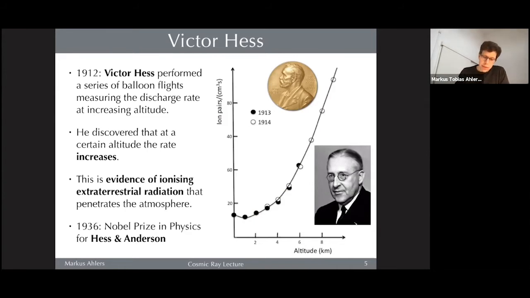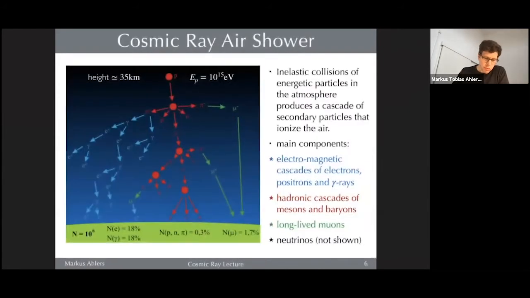Hess, by the way, received later in 1936 a Nobel Prize for this discovery, together with Anderson, who observed the positron in cosmic rays. So what Hess actually observed at that time was ionizing radiation from cosmic ray showers.